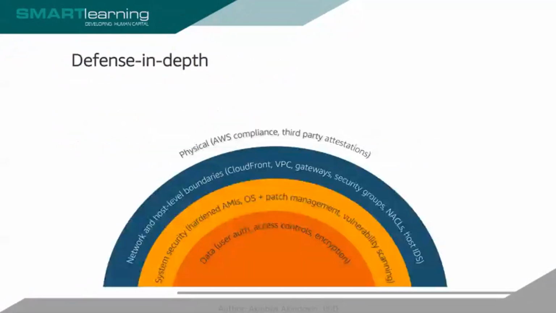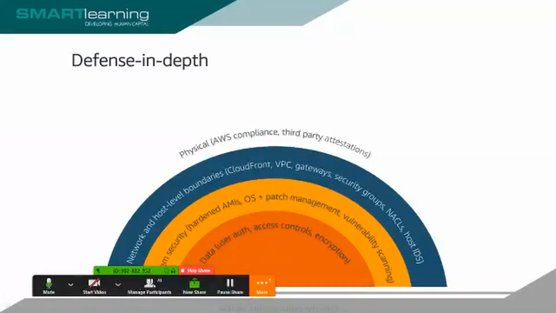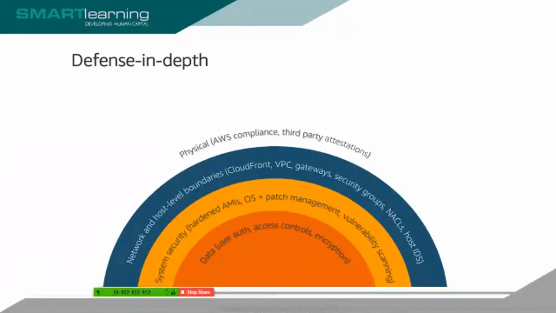So I've come up with this diagram. So, defense in depth. From the outside, the physical, so that's AWS business. Okay, your physical data center where your workloads are stored. So AWS provides the security around that. Okay, they might have security guards mounted on those data centers, checking 24/7. That's taken care of by AWS. So the next layer, network and host level boundaries, and that's your CloudFront, your VPC, your gateway, your security group, your NACLs, and your host IDS.